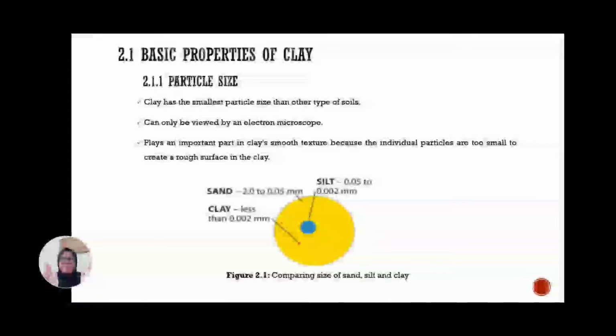Among the types of soil, clay has the smallest particles, which can only be viewed by an electron microscope, and these small particles play an important part in clay's smooth texture because the individual particles are too small to create a rough surface in the clay. So the figure compares the size between sand, silt and clay. Sand has the biggest particles, while clay has the smallest, which is less than 0.002 millimeter.